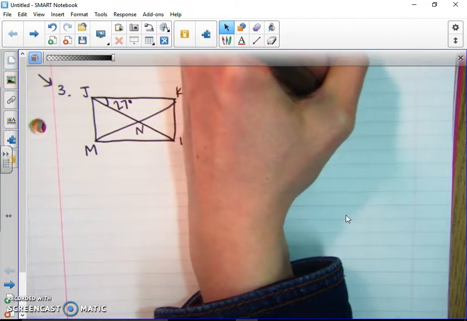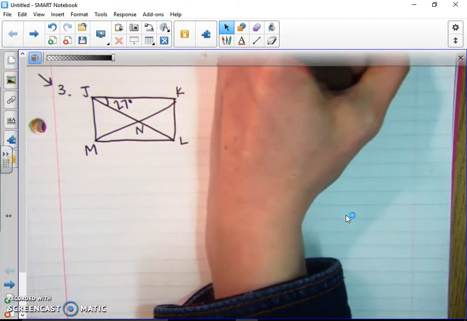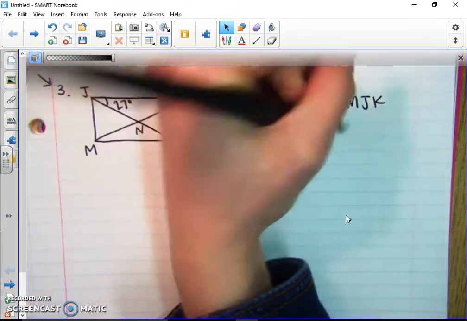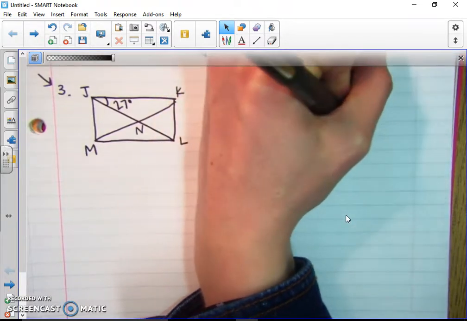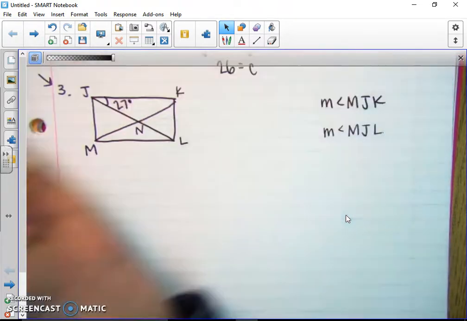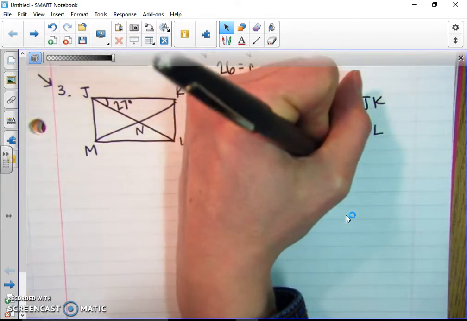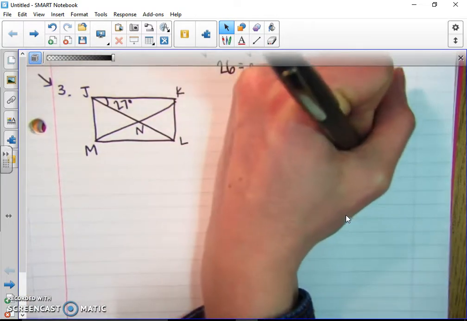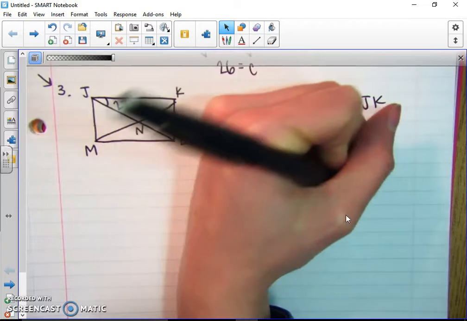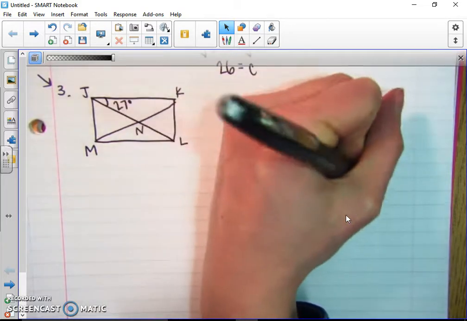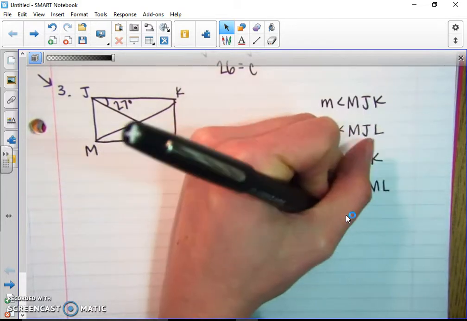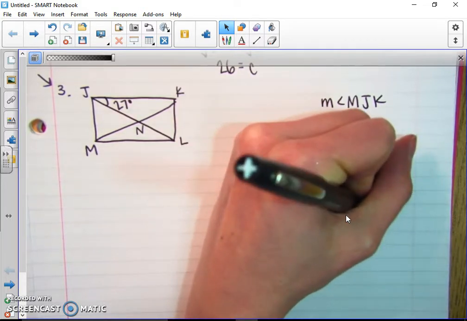We need to find the measure of angle MJK, the measure of angle MJL, the measure of angle JLK, the measure of angle KML, and lastly the measure of angle MNL.